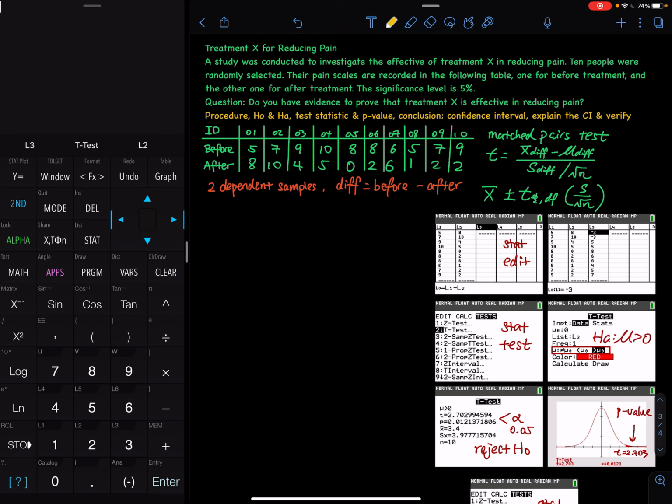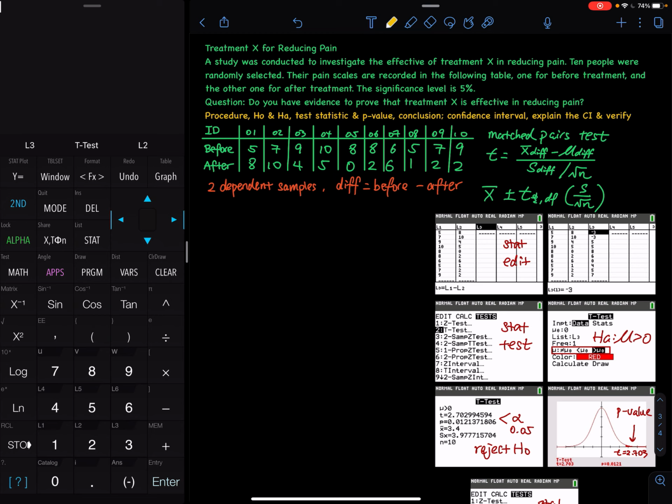One for before, one for after. The significance level is 5%, so that is your alpha. My question is, do you have evidence to prove that treatment X is effective in reducing pain? So let's take a look at the data. The first row is ID, so we don't need to worry about that.